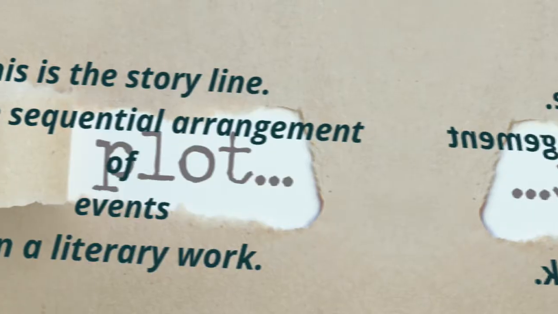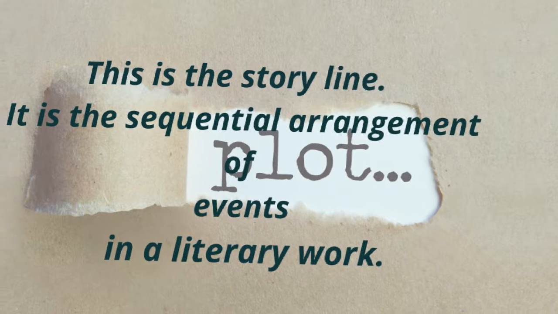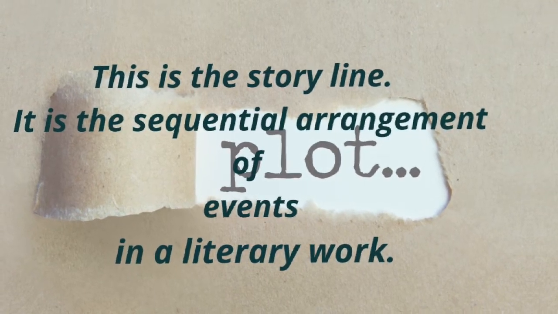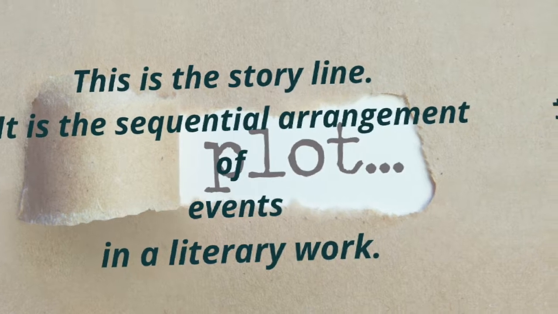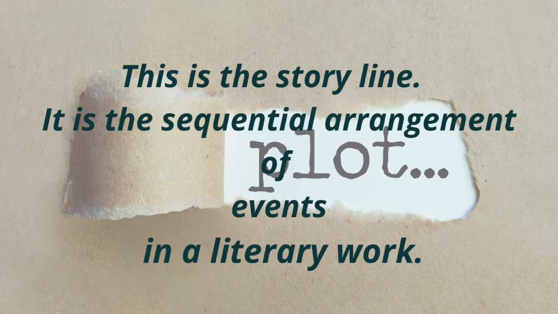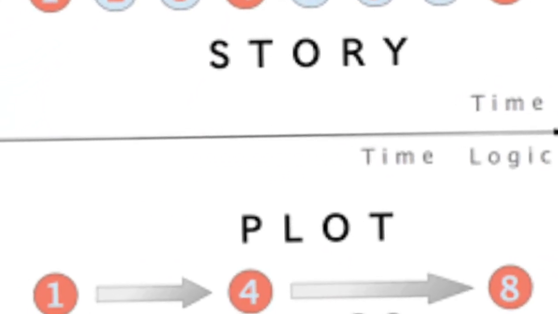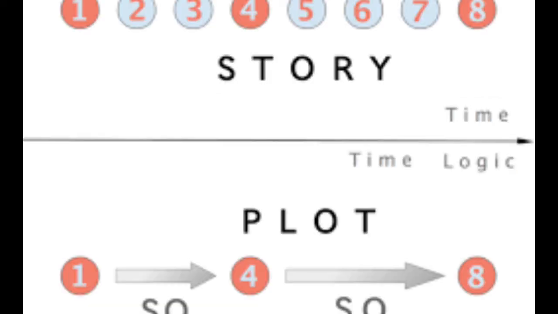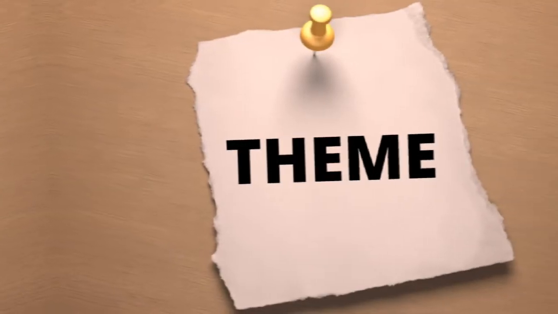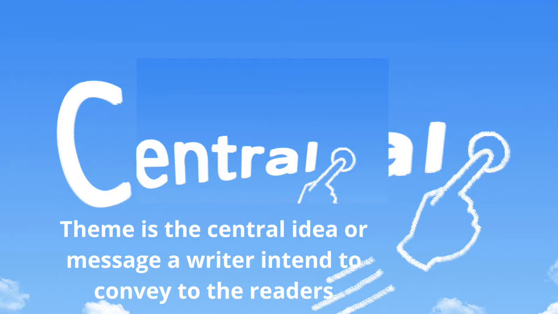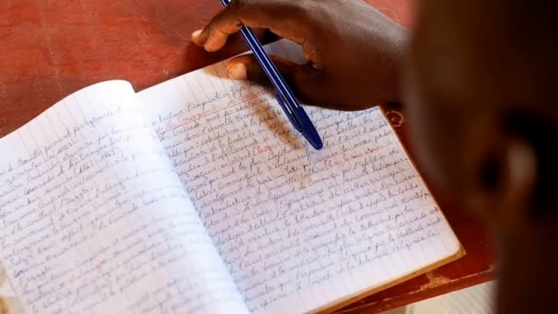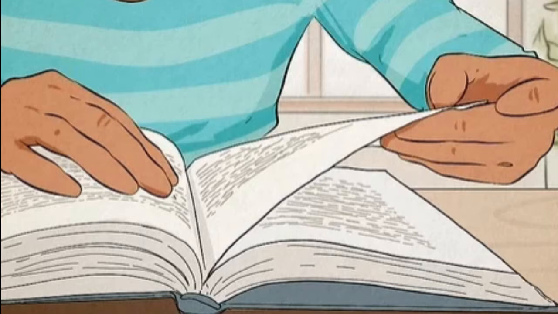The first here is plot. Plot is the storyline of a literature text. This can be described as a sequential arrangement of events in a literary work. This has to do with how a story moves from the beginning through the middle to the end. The second is theme. Theme is the central message or idea in the work of art, and this idea or message is what the writer or the author intends to convey to the readers.